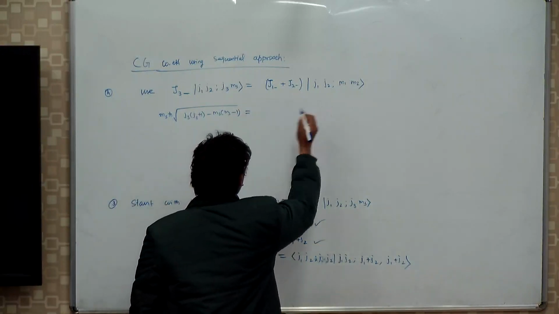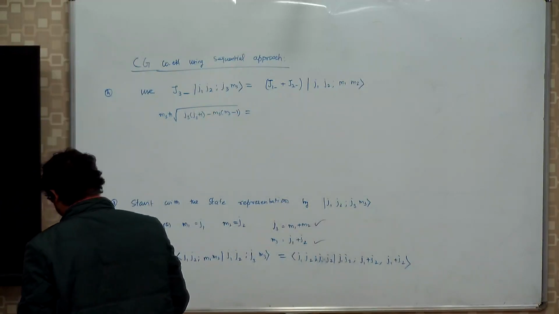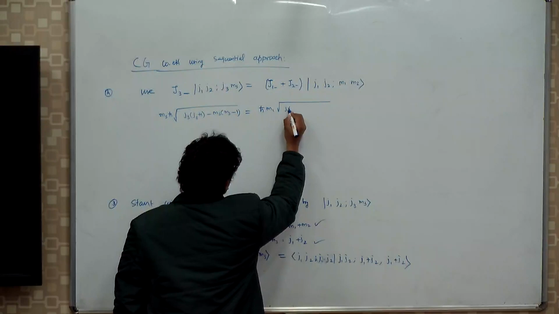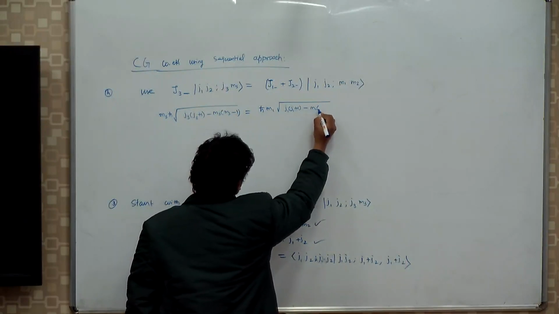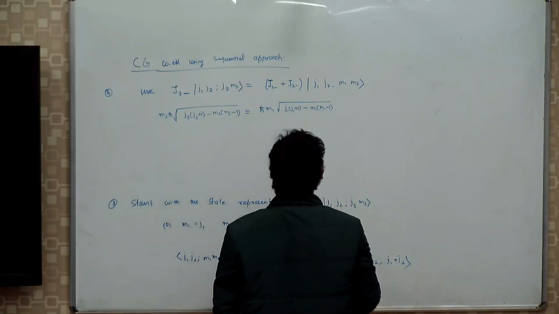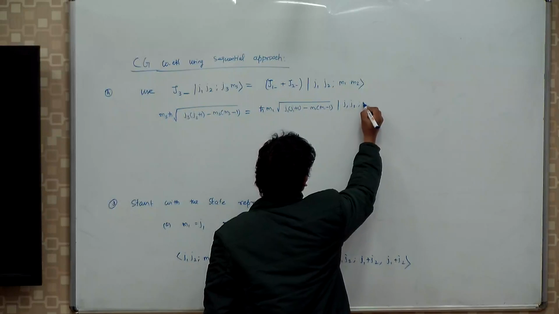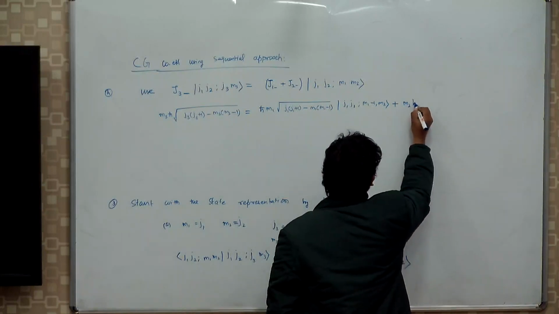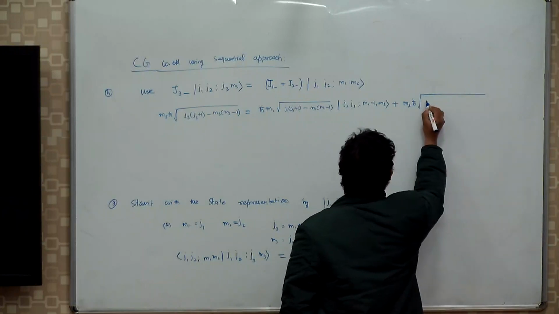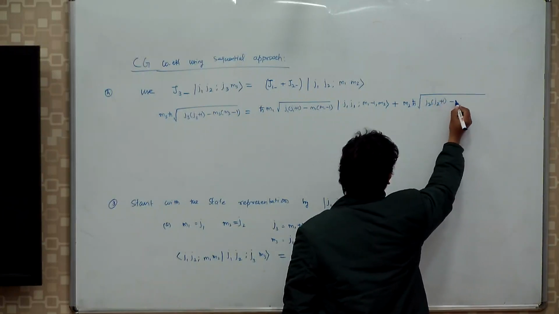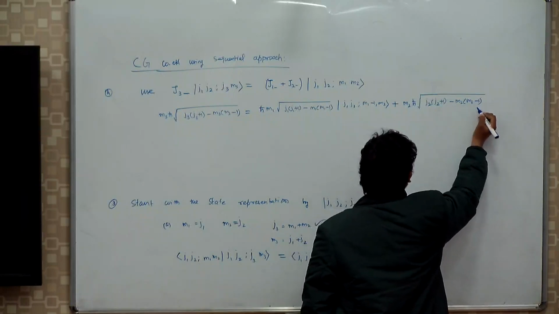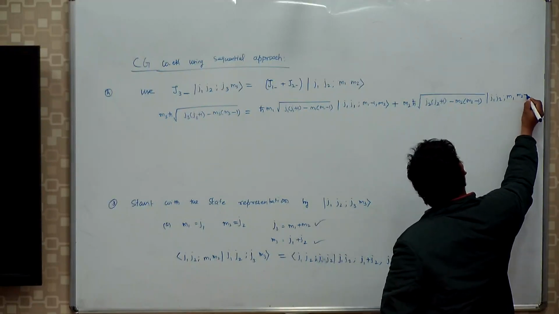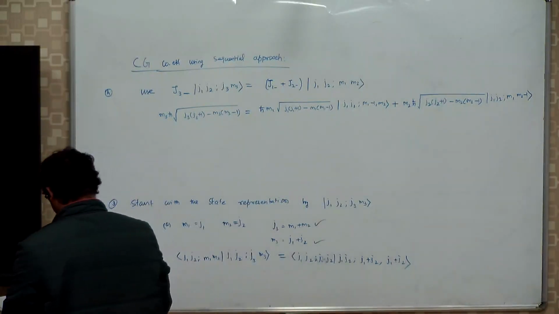Equal to, here, h cross times the square root of j1 of j1 plus 1 minus m1 of m1 minus 1, times the state j1 j2 m1 minus 1 m2, plus h cross times the square root of j2 of j2 plus 1 minus m2 of m2 minus 1, times the state j1 j2 m1 m2 minus 1. Okay.